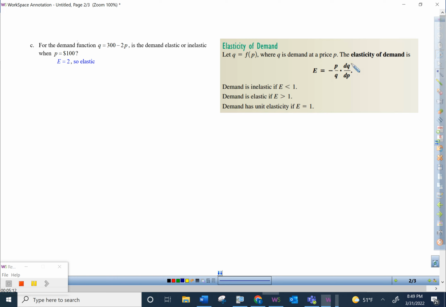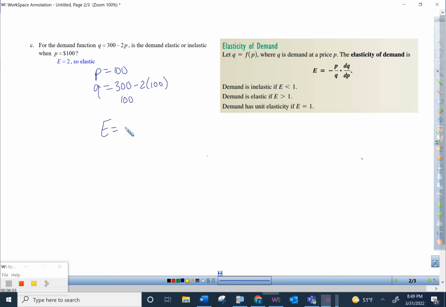Okay, so when we're looking here, we want to determine first by substituting in. We were given P equals 100. So first thing is we know P is 100, and we're going to plug in to find Q. So 300 minus 2 times 100. That gives you 300 minus 200 is 100. Okay, so we've got both of those, and now we're subbing in our formula.